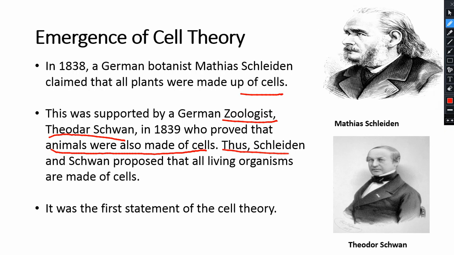So they both proposed that all living organisms are made up of cells, because one observed plants and the other observed animals, and that's how they came to the first statement of the cell theory, that all living organisms are made up of cells.